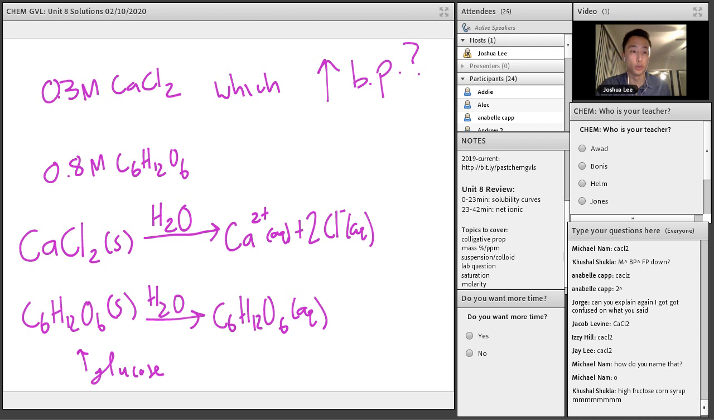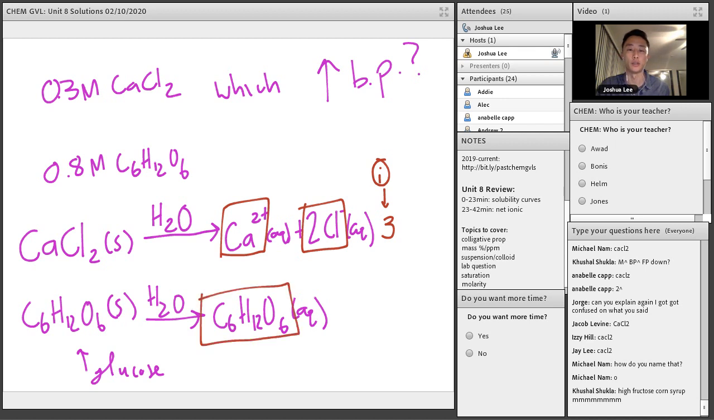Step 2 is to figure out the I value. The I value is kind of like asking you, hey, how many ions are in the solution? I don't care what they are. I just want to know how many. So you literally just count. We have 1 calcium and we have 2 chlorine. So my I value for this first one would be 3. The I value for glucose, this big thing stays together, so it's just 1.